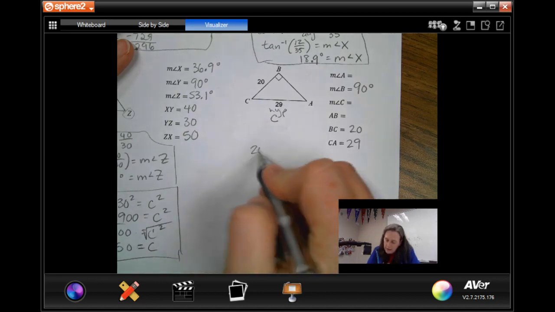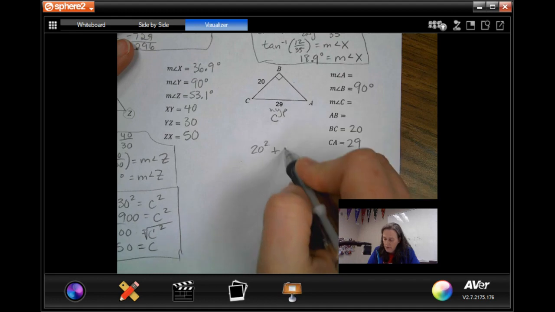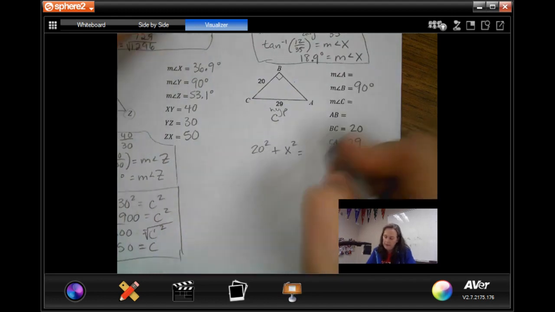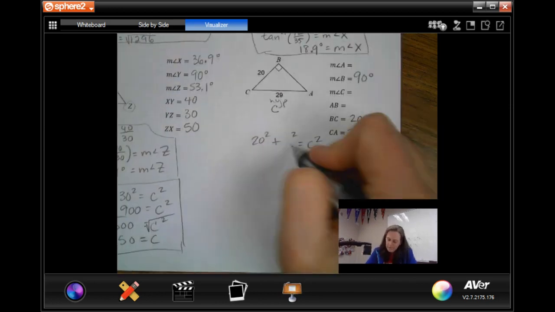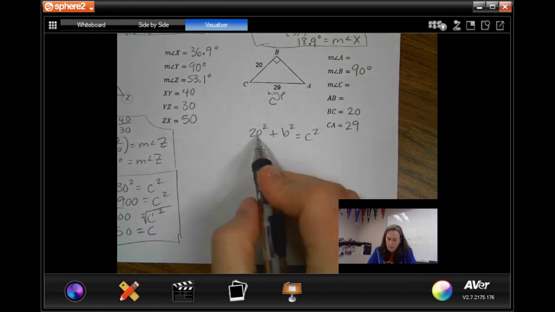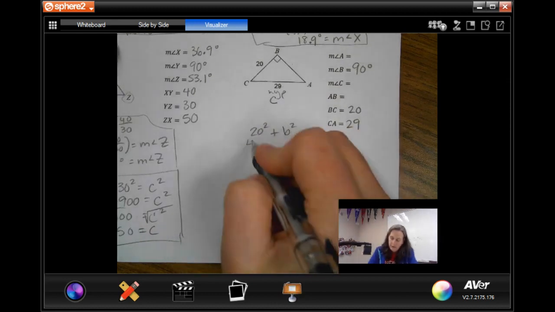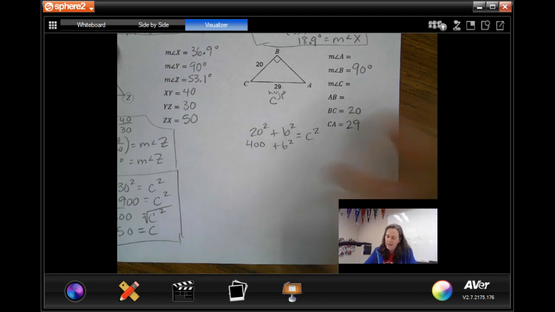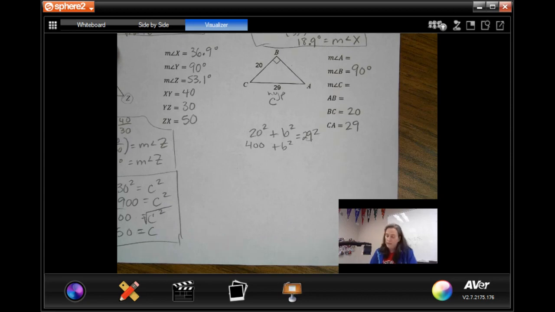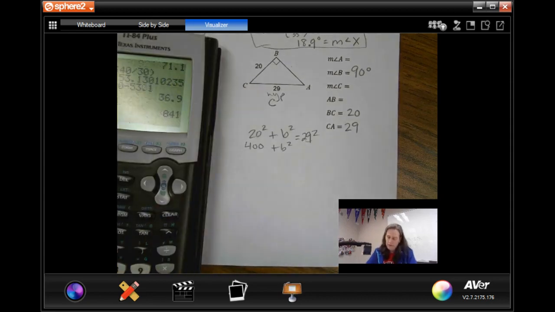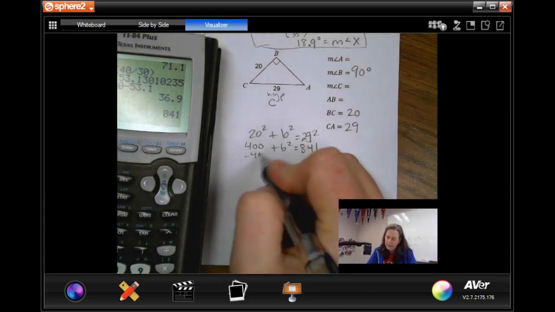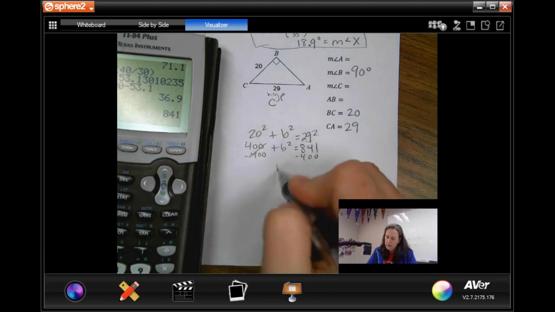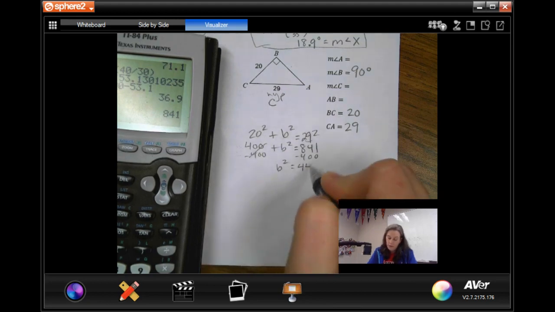Okay, A squared, I'll do 20 squared plus something unknown equals C squared. And you know what? I should make that a B. So it's like A squared plus B squared. That's probably a better idea. 20 squared is 400. Don't know that one. And I didn't even put a number in for C squared. We know it's 29. Let's see, 29 squared is 841. So let's subtract this, B squared equals 441.